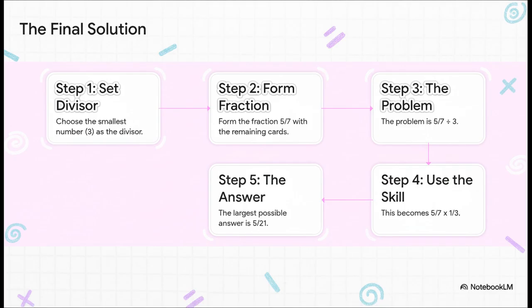Step 4. Now we use our ultimate skill. We change it to 7/5 times the reciprocal of 3, which is 1/3. And finally, step 5, multiply across, and we get our final, largest possible answer, 7/15.